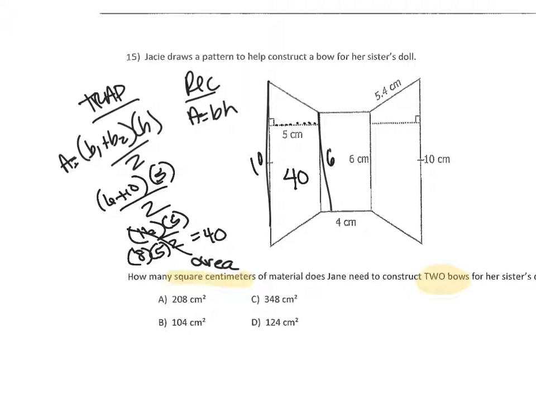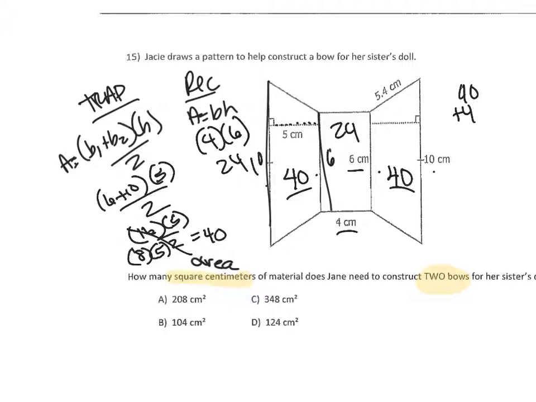So I know this trapezoid, and these had the same base and height, so I'm going to go ahead and put my area there as well. So I've got my trapezoids. Now all that's left is the middle rectangle. So base times height, 4 times 6 is 24. So 40 plus 40 plus 24 gives me 104.